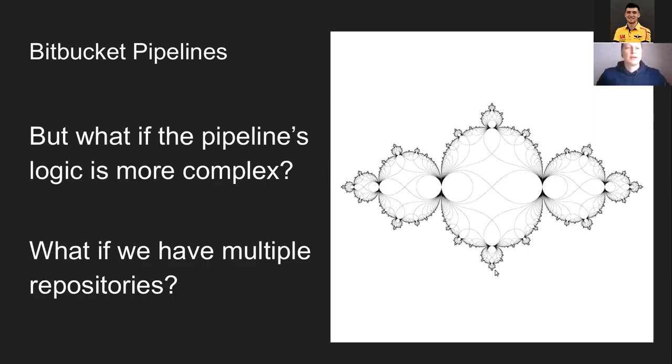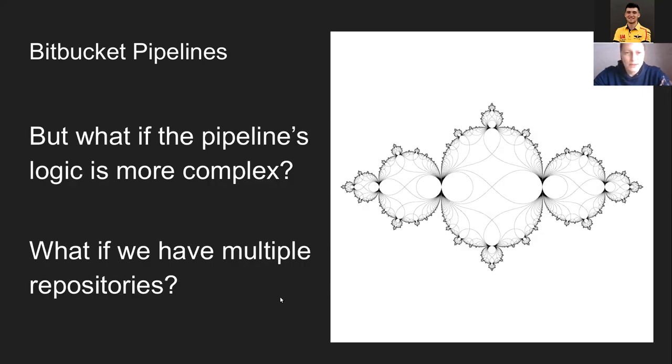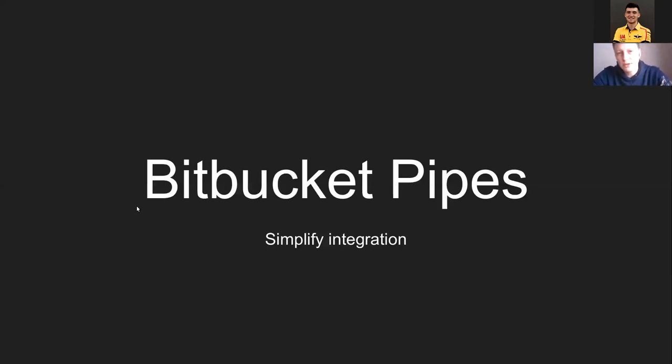Okay, but the next question: what if the pipeline's logic is more complex? And what if we have multiple repositories and want to share the same logic across repositories? For that we have the Bitbucket Pipes feature for Bitbucket Pipelines. Bitbucket Pipelines is our general CI/CD workflow, and Bitbucket Pipes are like plugins that allow you to simplify integration.